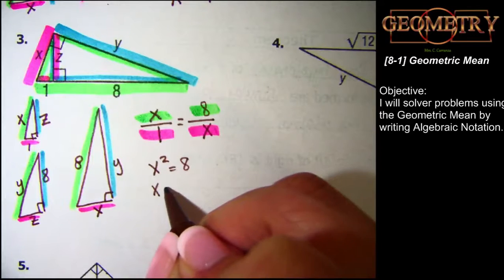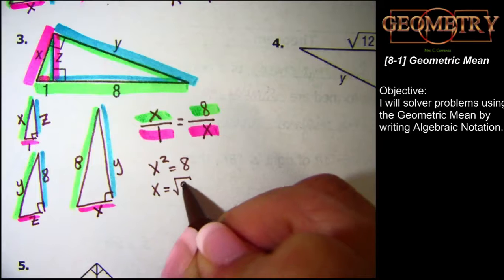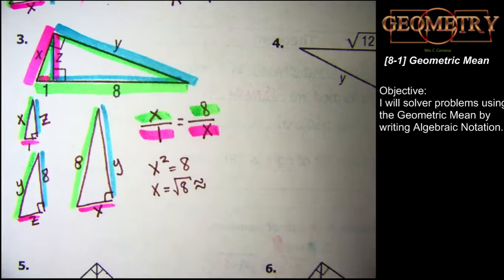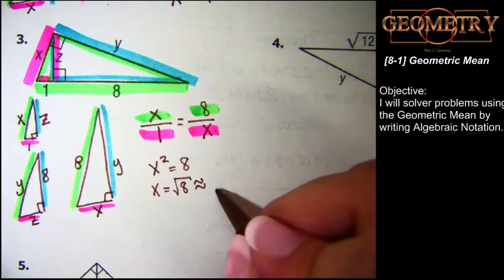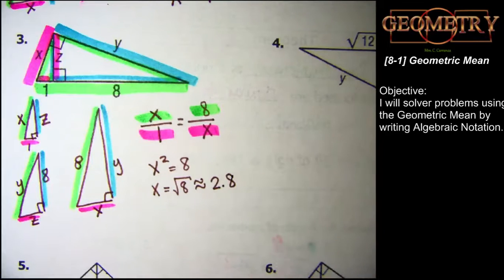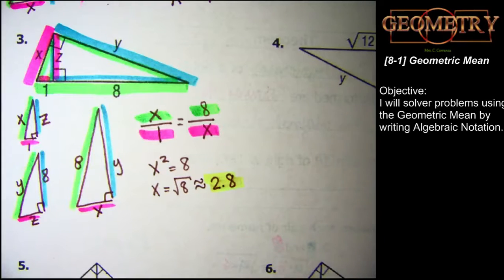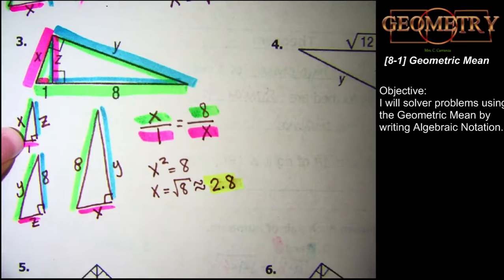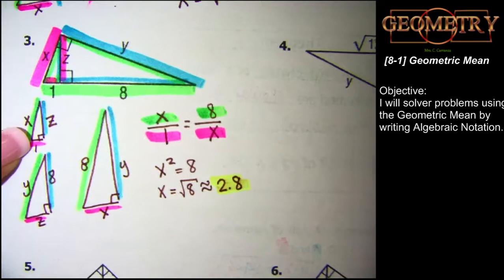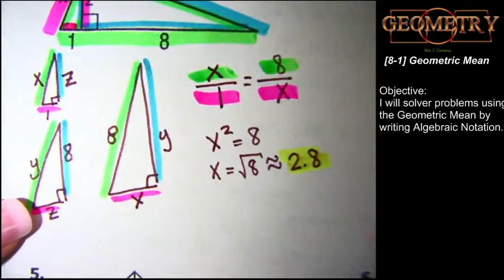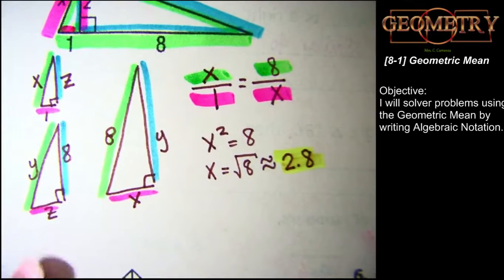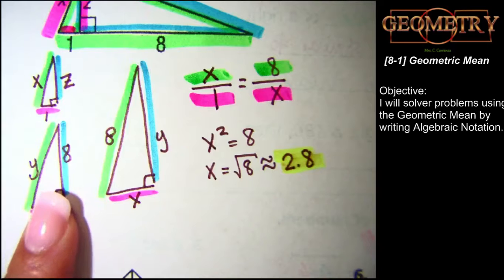And x is? What was it? 2.8. You got it? Yeah. All right, now we need to do y. Does this triangle have any information about y? No, no. What about this triangle? Yes, and the number, so it's green and blue on this triangle.